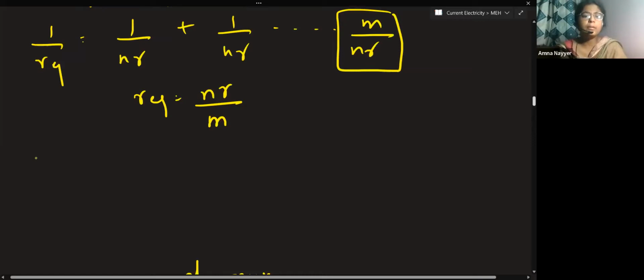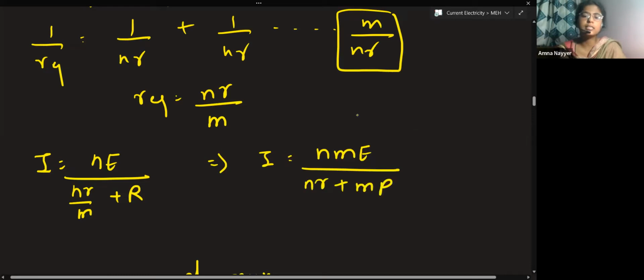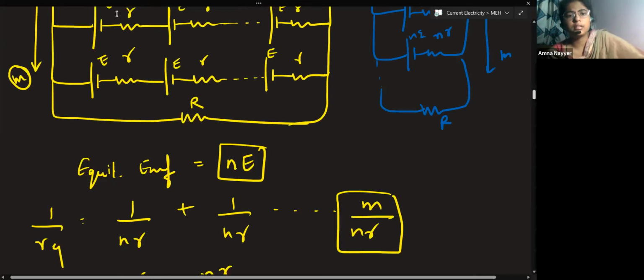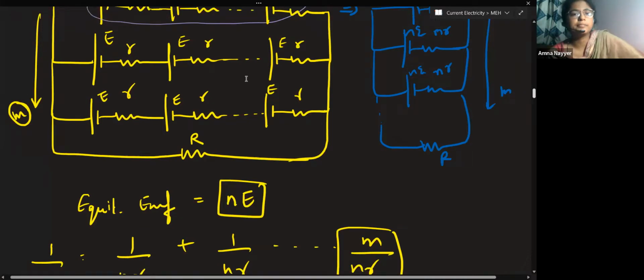See, I will be equal to what? The equivalent EMF was nE. R equivalent is nr/m plus the external resistor R. So on taking the LCM, the current's value will be nmE divided by nr + mR. This is the formula for mixed grouping. This can come in your exam. It's a part of your syllabus, so don't neglect it. But yes, it comes rarely in your exam. Just write it till here.